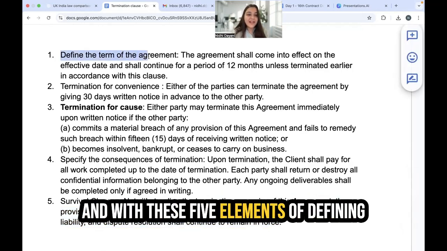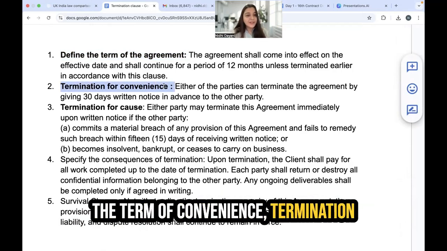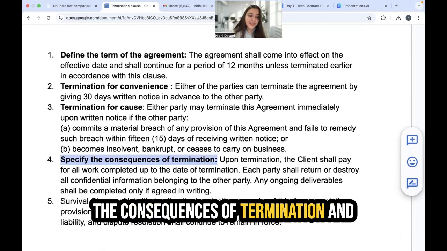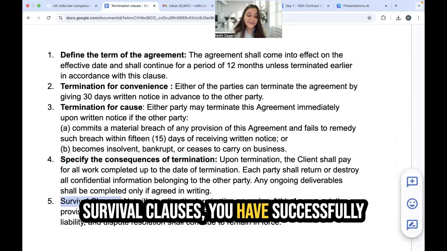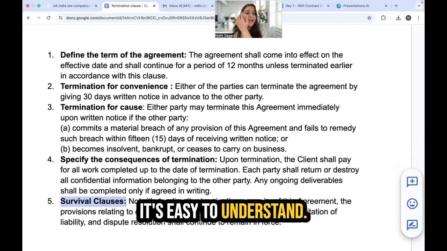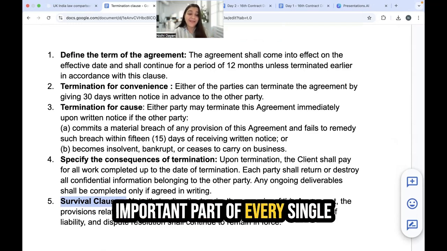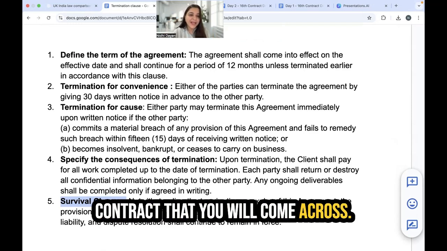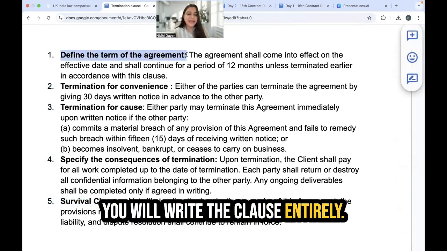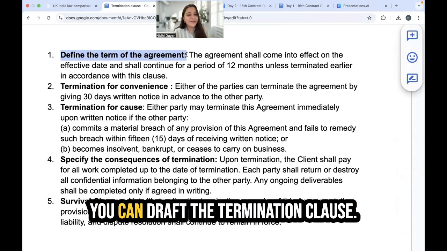And with these 5 elements of defining the term, termination for convenience, termination for cause, the consequences of termination, and survival clauses, you have successfully drafted a termination clause. It's easy to understand and a very important part of every single contract that you will come across. Of course, these headings will not appear. You will write the clause entirely. I'm just writing this so that you understand better. And yes, this is how you can draft the termination clause.